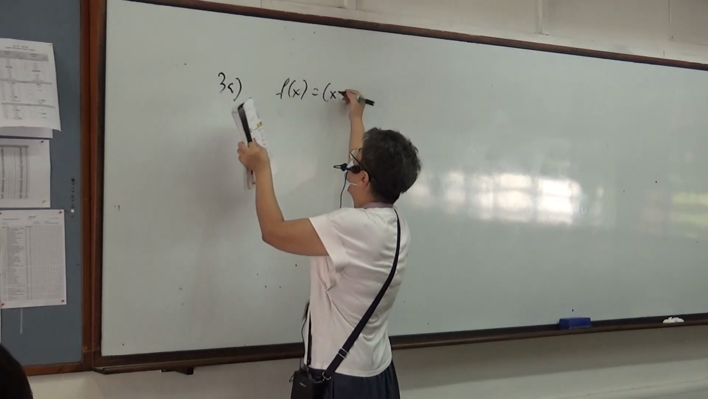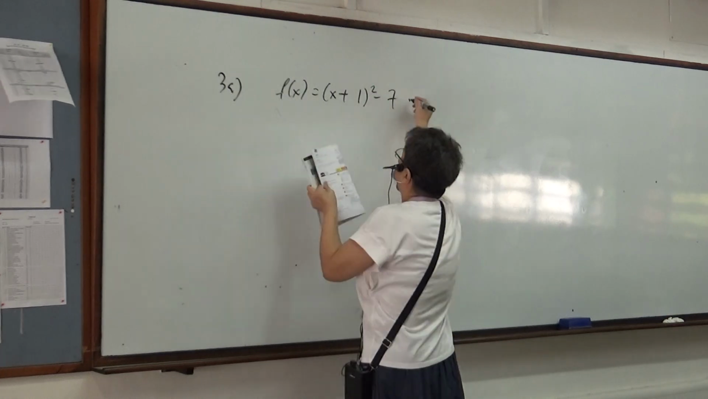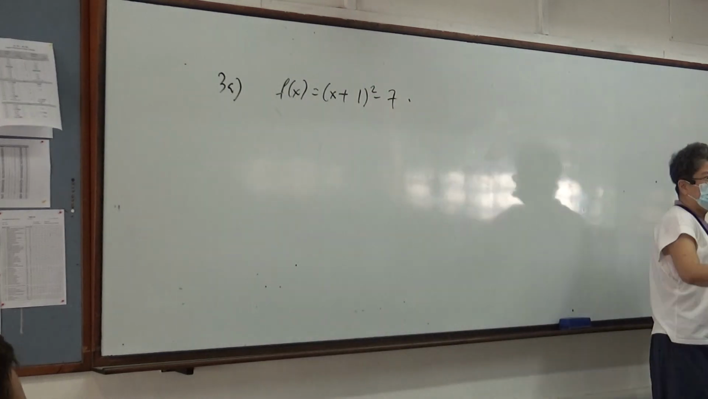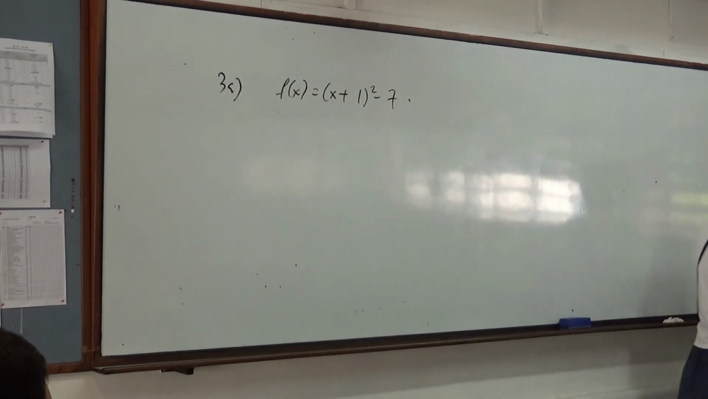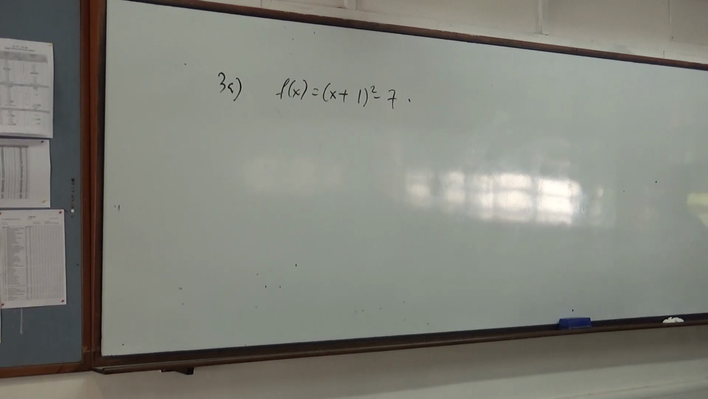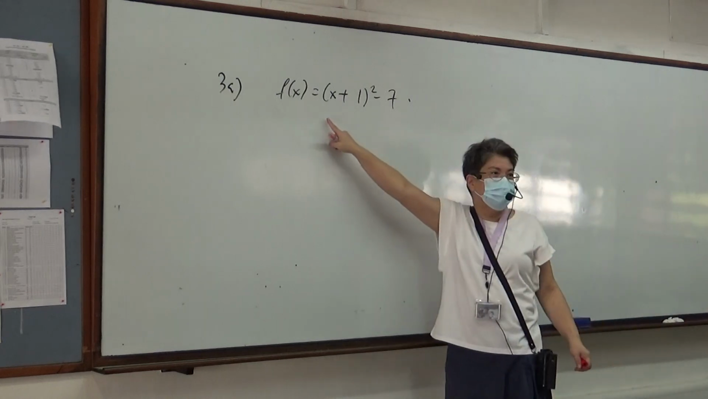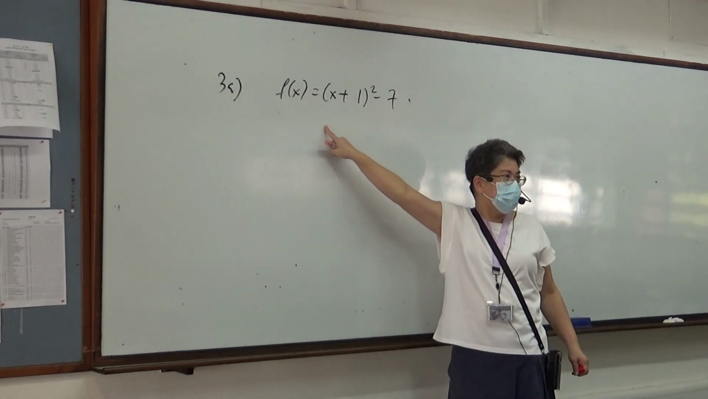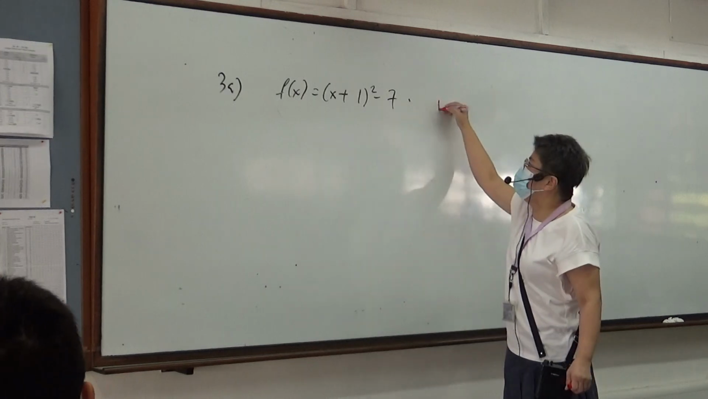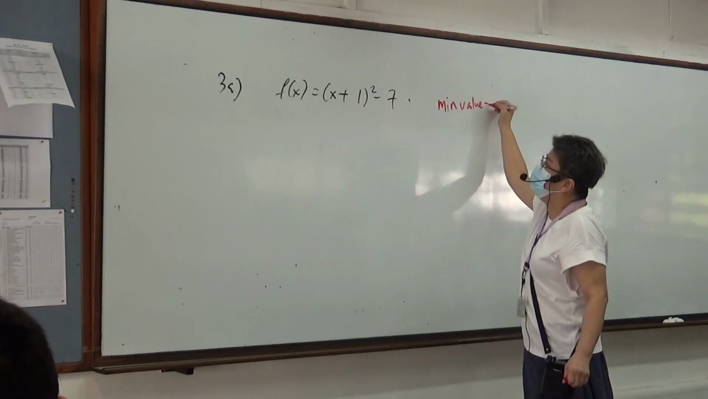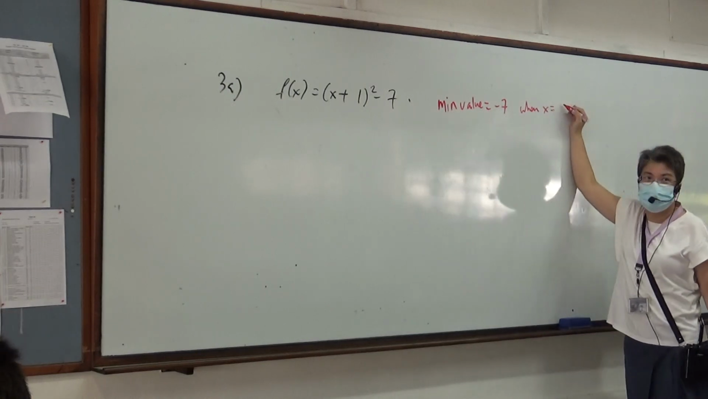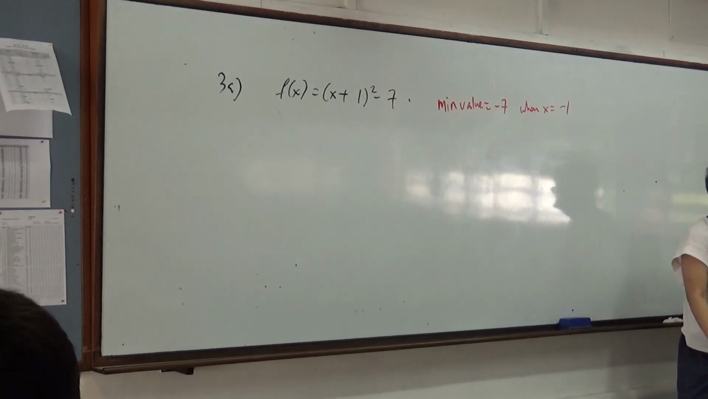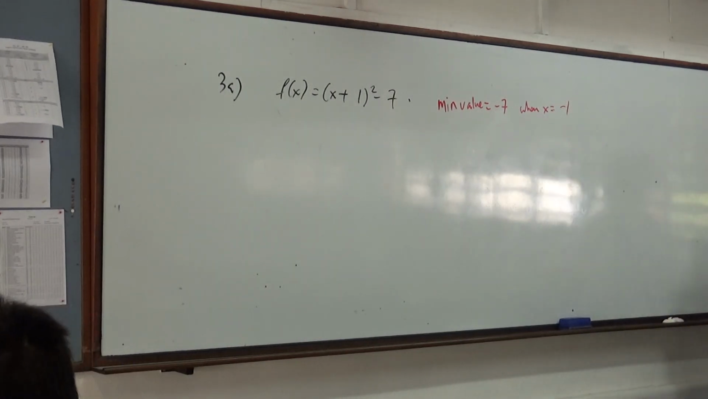Now let's take a look at number 3. I just want to ask you, look at the question. They say, state the minimum or maximum value of f(x) and the corresponding value of x. I don't even need to do anything. Look at that. Do you agree that the coefficient of x squared is positive? So it must be a U shape, right? So what's the minimum value? Must be negative 7, right? When x is negative 1. Can you see? Okay, now part B.